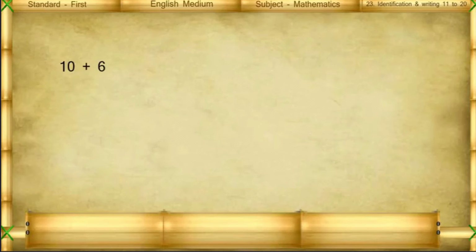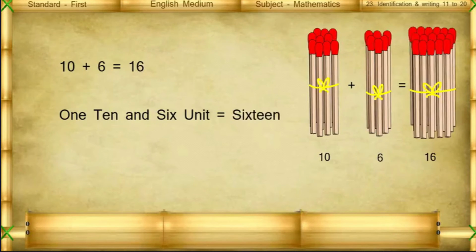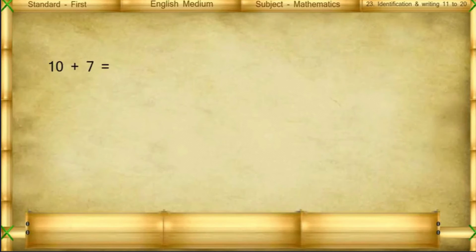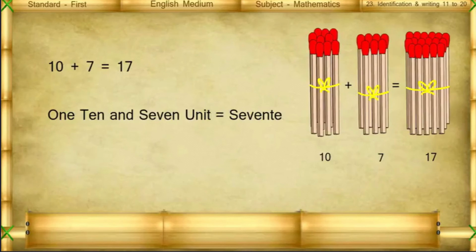10 plus 6 equals 16. 1 ten and 6 units equals 16. Also, 15 plus 1 equals 16. 10 plus 7 equals 17. 1 ten and 7 units equals 17. Also, 16 plus 1 equals 17.